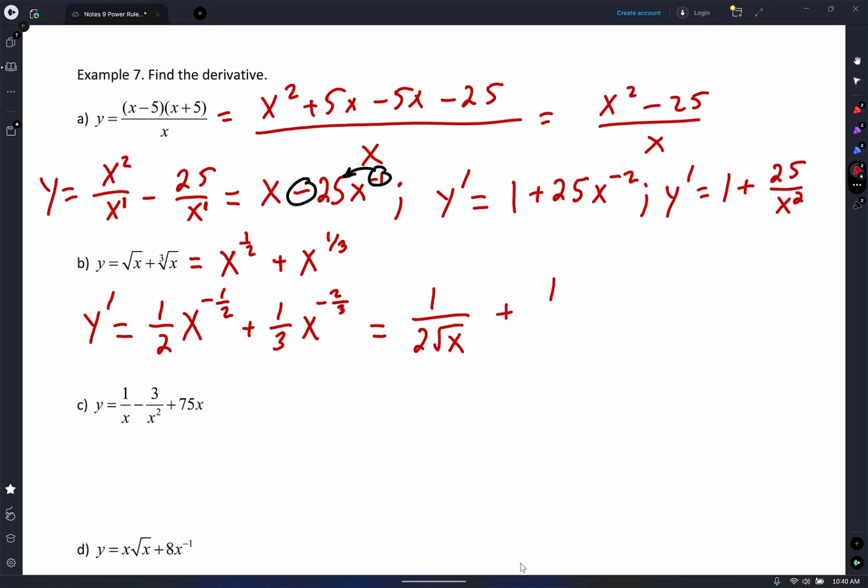Plus 1 over 3 cube root of, no, not x. No. X what? X squared. Guys, we're going to need a law of exponent review.